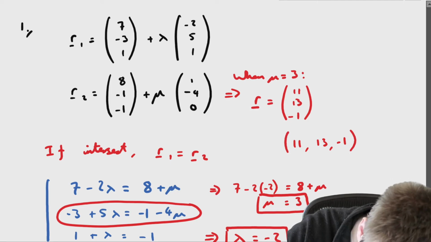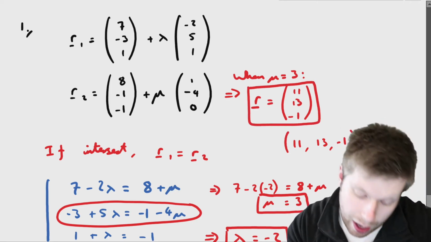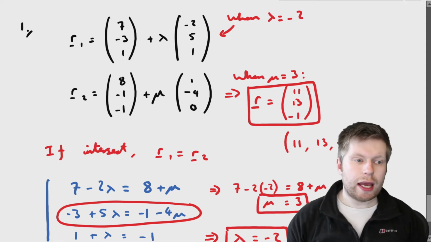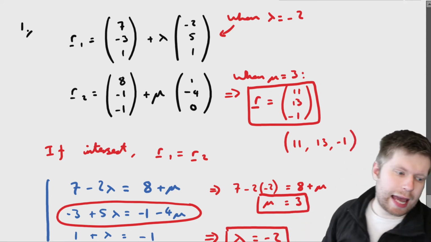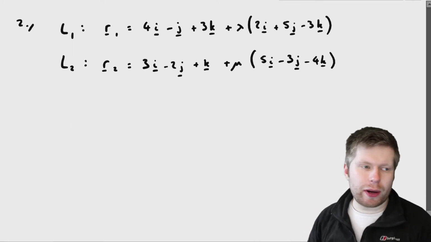The position vector is given as a column instead. And if I also wanted to just check that, I could also stick in lambda equals negative 2 into this vector equation of a line, and I should still get exactly the same point out. Okay? Okay, so let's move on. Let's have a look at question 2.